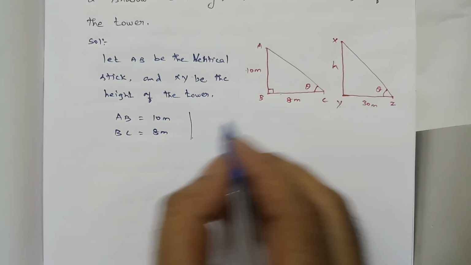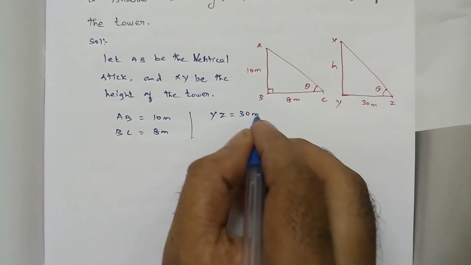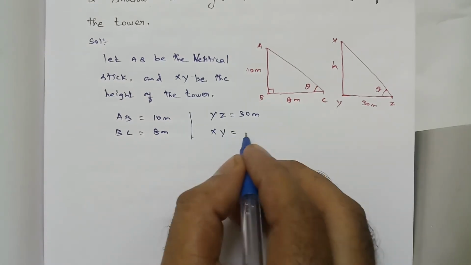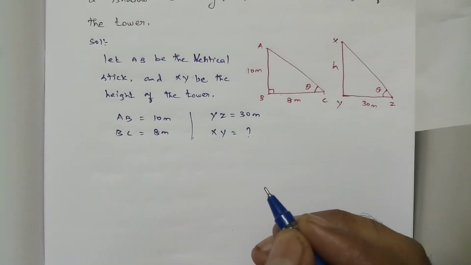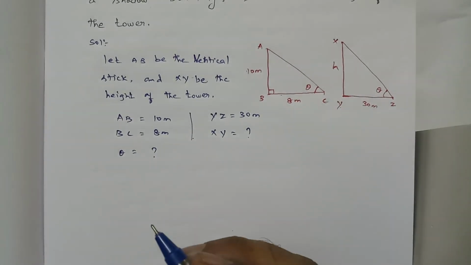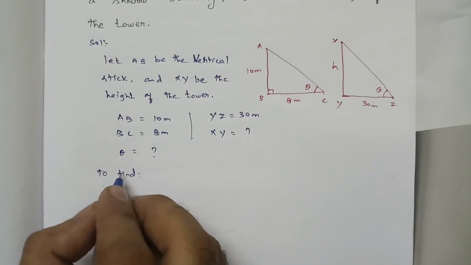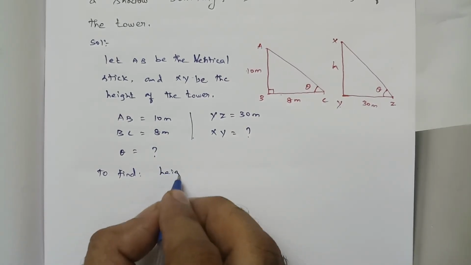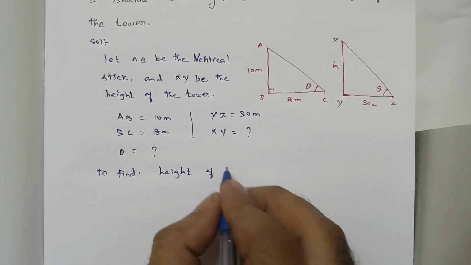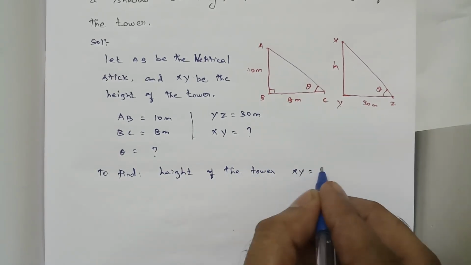And next triangle, there is something but what is it? YZ is equal to 30 meter. XY is equal to, that only we want to find. So then theta also we need. That also we don't know, that only we are going to find. To find what? Height of the tower. Height of the tower only we are going to find. So XY we are going to find.